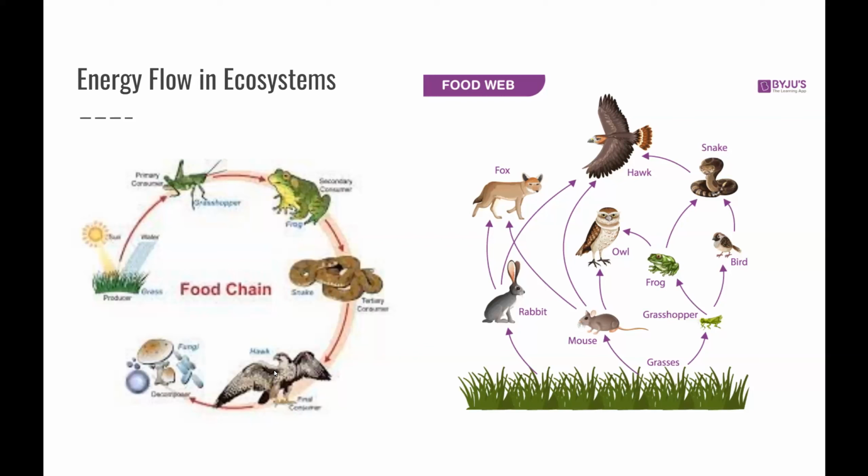So we see here that hawks consume the snakes, and so the energy is transferred from the snake to the hawk. And snakes consume frogs, so the energy is transferred from the frog to the snake. Frogs eat grasshoppers, so the energy from the grasshopper is transferred to the frog. Grasshoppers eat plants, so the energy from the plants is transferred to the grasshopper. So you see how the arrows follow the path of the energy flow, okay?